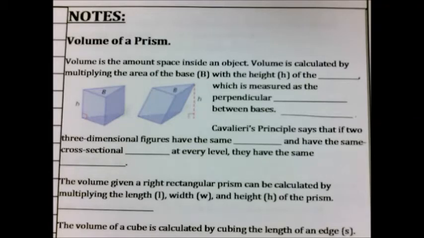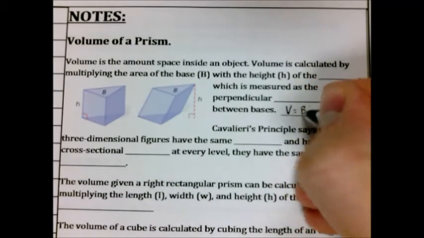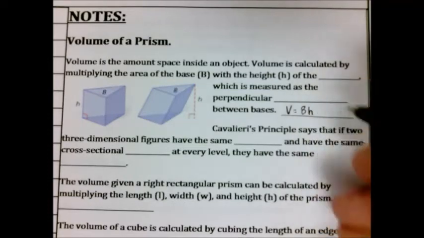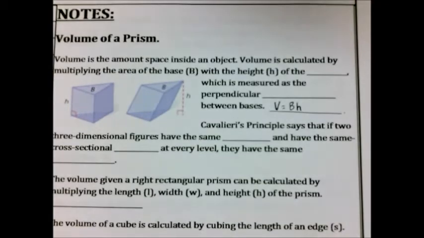Okay, it's the perpendicular distance between bases, and we can actually write this as volume is equal to the base times the height. The area of the base times the height. All right. Now there's a principle.